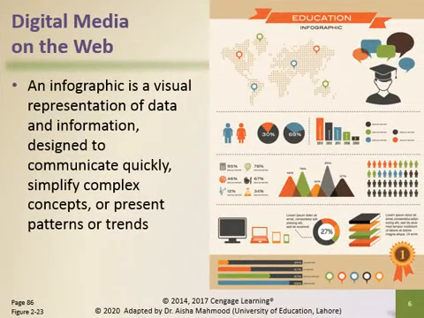The web often uses infographics to present concepts, products, and news. An infographic, short for information graphic, is a visual representation of data or information designed to communicate complex concepts quickly and simply, or present patterns or trends. As you can see as an example in front of you, many forms of infographics exist. For example, maps, signs, charts, and diagrams.